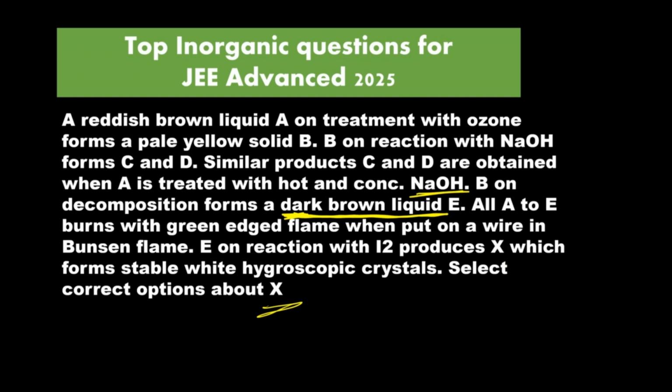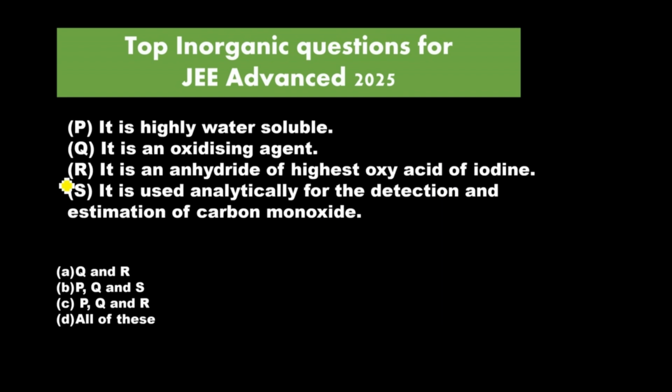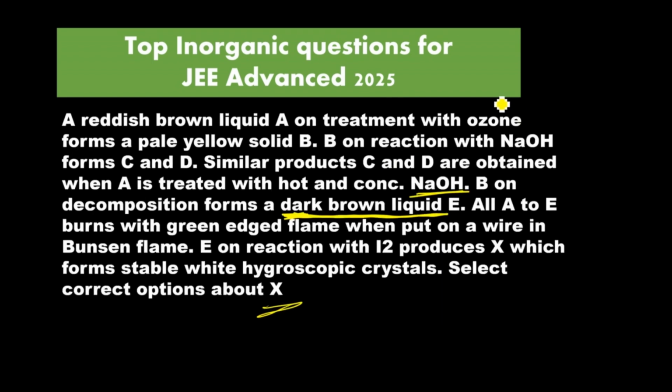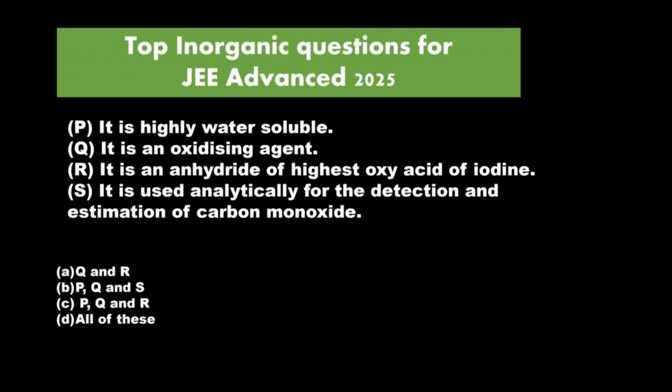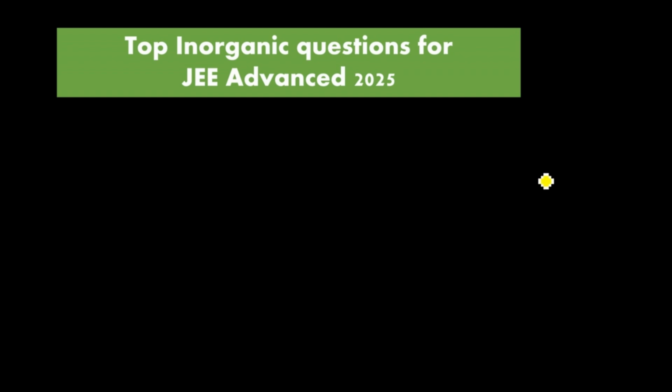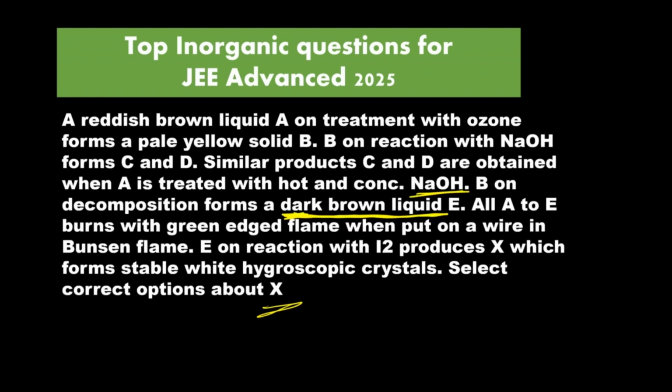Select or correct option about X. Okay. So they have given all these details and are asking for X. So let's find out what X is. The only clue over here is that dark brown liquid. B on decomposition gives dark brown liquid.